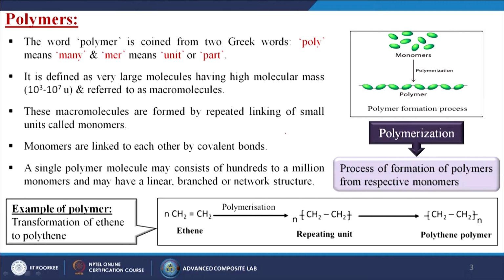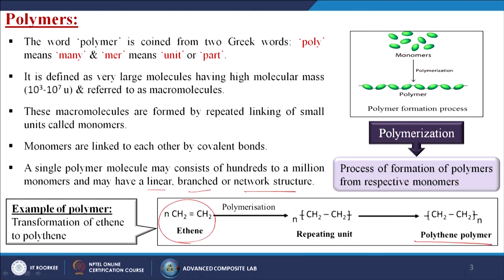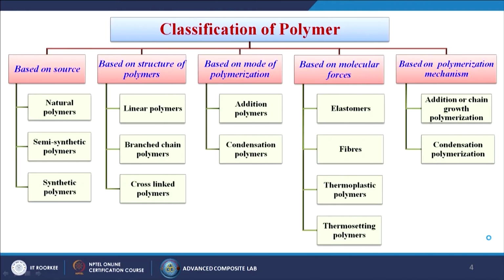A single polymer molecule may consist of hundreds to a million monomers and may have a linear, branched or network structure. An example of polymers is the transformation of ethene to polyethylene. Ethene here is a single monomer, then we do the polymerization, that means the same monomers attach to each other all together, and then they make the polyethylene polymer.